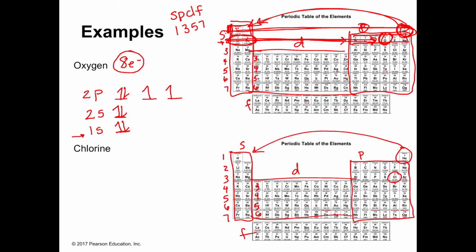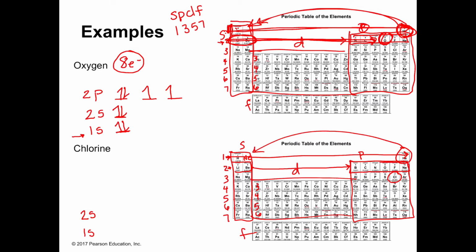So again, we're going to start in the top left. And the first thing we come to is the 1s orbital. That's including helium. Chlorine is not in the 1s, so we're going to write down 1s and move on. So that's the first row done. Then we come to the second period, and we get to the 2s. Chlorine is not in the 2s, so I'm going to write it down and move on. Then we keep going, and we hit the 2p.